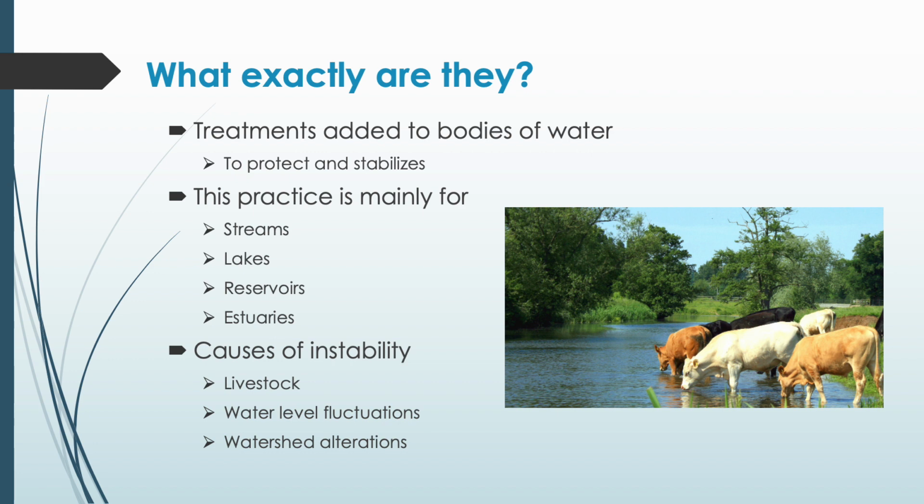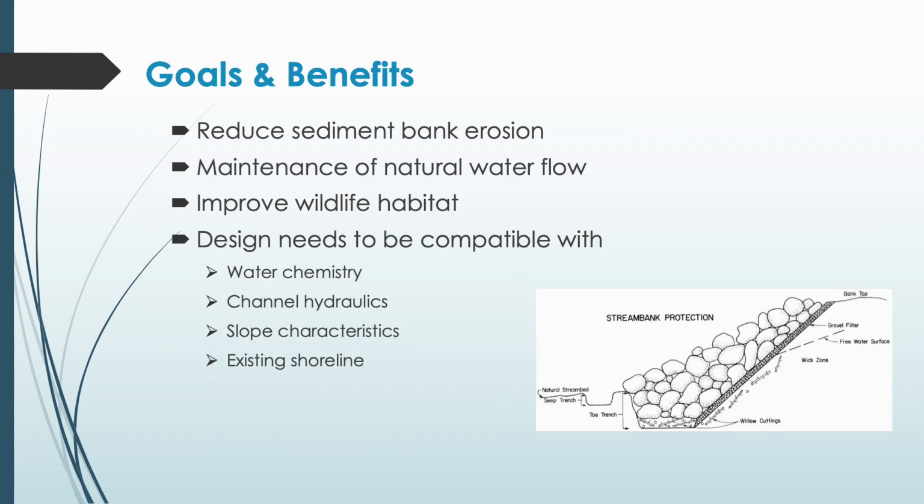The reasons we have this management practice, and the causes of these instabilities and why we need to stabilize and protect these water sources, are, for one, livestock. When they go into water, they can disrupt it. Also, water level fluctuations throughout the year, high tide, low tide, can cause a lot of disruptions to the stream. And watershed alterations, like digging or mining, I think I saw somewhere online, can cause problems with the body of water.